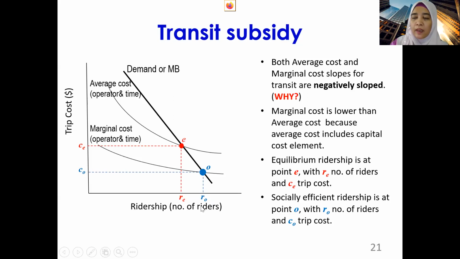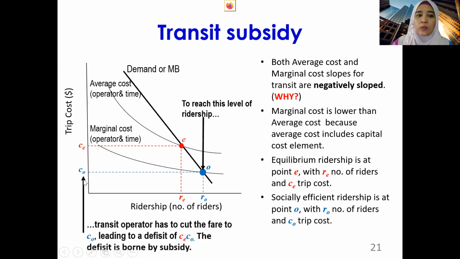When the Mohring economy kicks in, you have the cost going down because we enjoy economies of scale. Now, to reach this optimum level of ridership, to attract people to ride more, the transit operators have to cut the fare to CO. From CE just now, this is the amount that the mass transit provider has to cut. They must subsidize, leading to a deficit of CE CO. At this level of deficit, because you have to reduce the cost from CE to CO to get this optimum level of ridership. Who bears the deficit? The deficit is borne by subsidy. Who pays the subsidy? The government provides the subsidy.